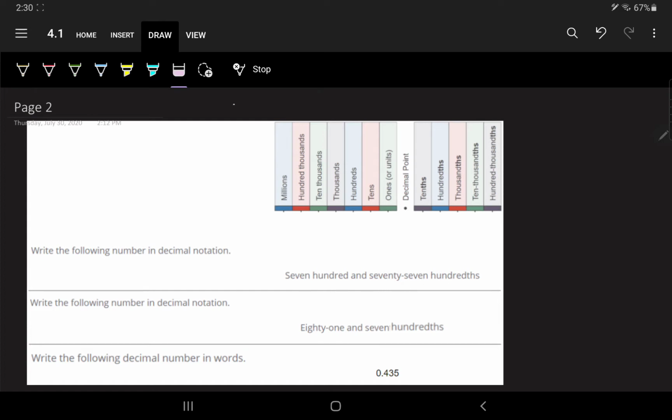777 hundredths. Okay, the word and represents your, let me get my pen, represents your decimal point. So the and is right here. Anything to the left of your decimal point is a larger number. And then anything to the right is a portion of.